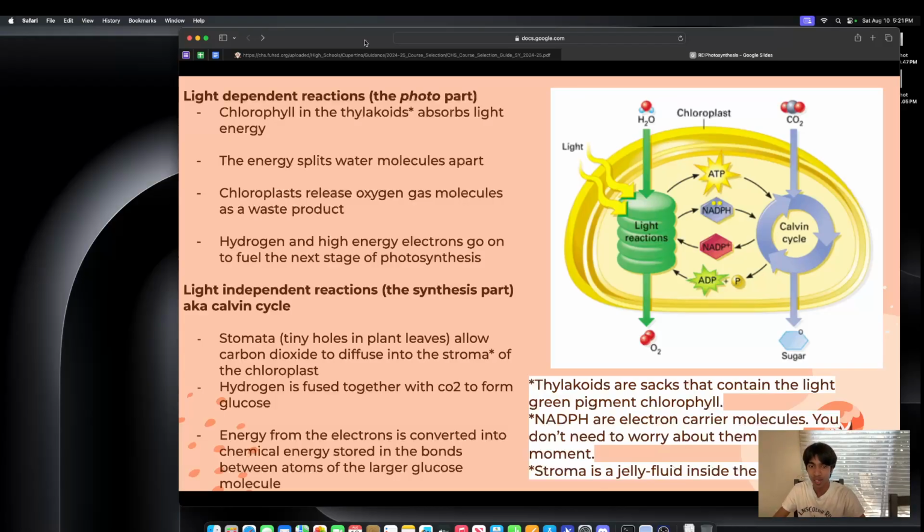So I want you guys to write down some of these parts, such as the chlorophyll absorbs light energy, and then please write down that the Calvin cycle does not require light directly. Say that hydrogen and high energy electrons go on to fuel the Calvin cycle. And then also write something about the stomata absorbing carbon dioxide, because these plant holes are the reason why plants can get carbon dioxide. So never cover a plant's leaves because then it won't be able to breathe. So yeah, these are some really important stuff you'll need to know in science.